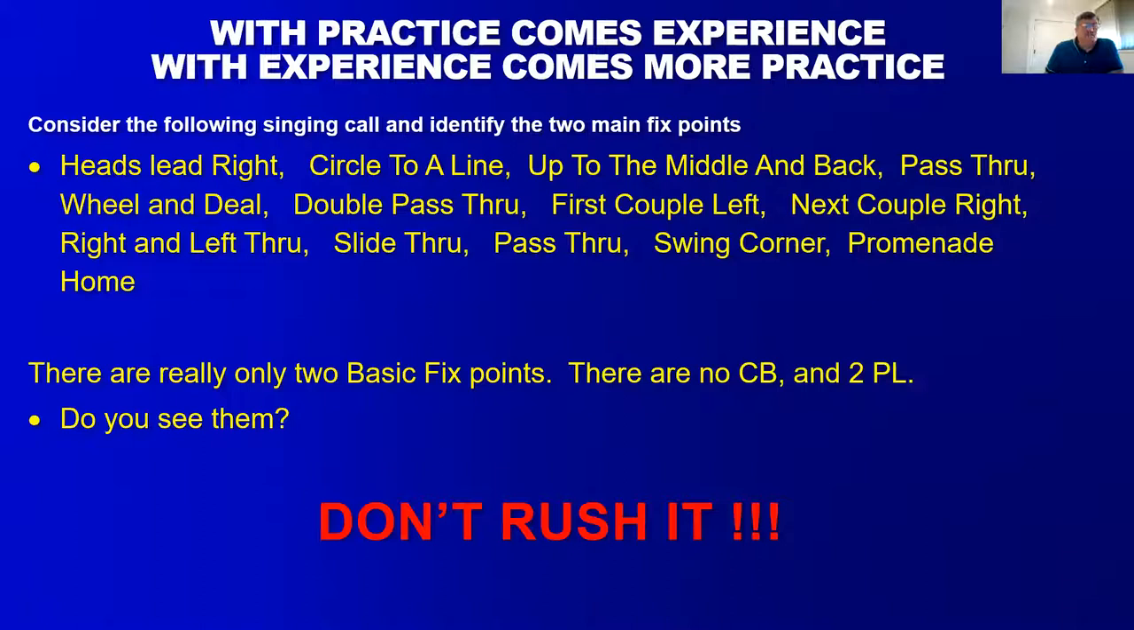So we had the fixed points for Rocky Top. We had head square through four, that was a corner box. Swing through, girls circulate, boys trade, boys run, bend the line, that was a partner line. Touch a quarter, all eight circulate, boys run, that's a corner box, swing and promenade.